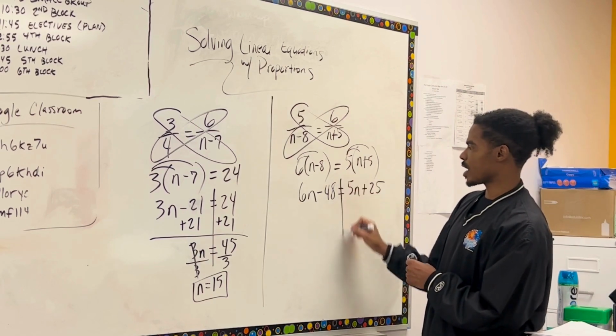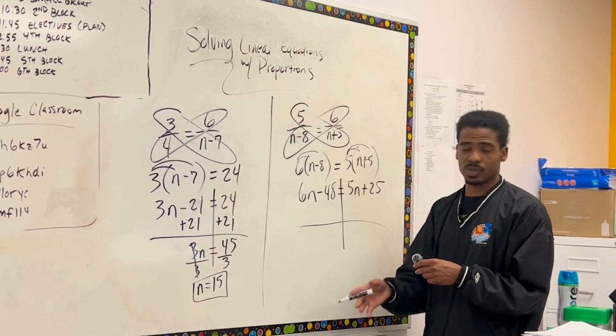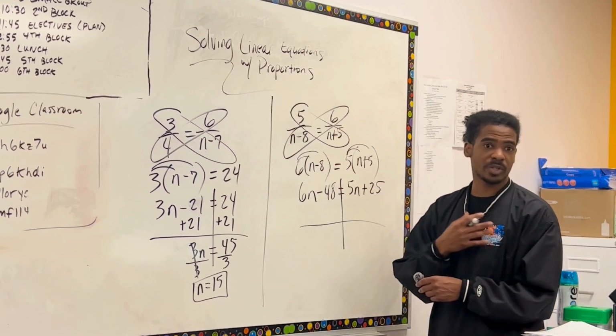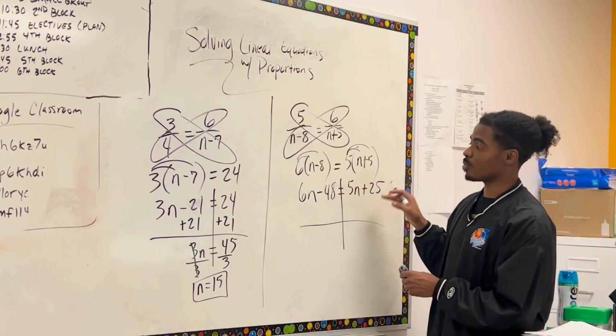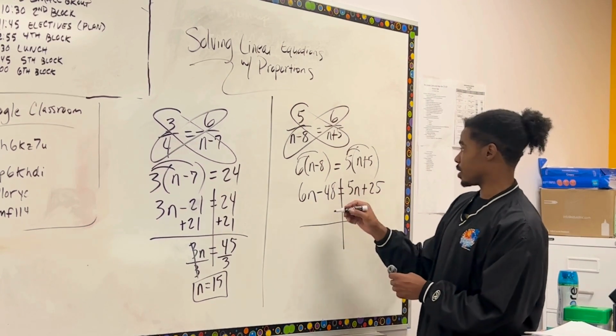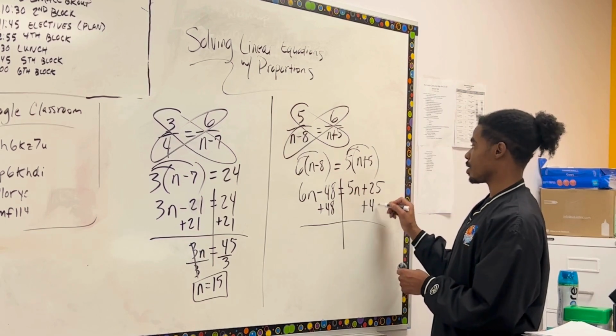So, guys, look, I had a couple of you guys ask, Mr. Sales, which one do I start with? It doesn't matter. Just make sure that whatever you do on one side, you do to the other. What Mr. Sales likes to do when I got problems like this with variables and numbers on both sides, I try to get rid of the negatives. So I want to get rid of this negative 48. So I'm going to add 48 to both sides.